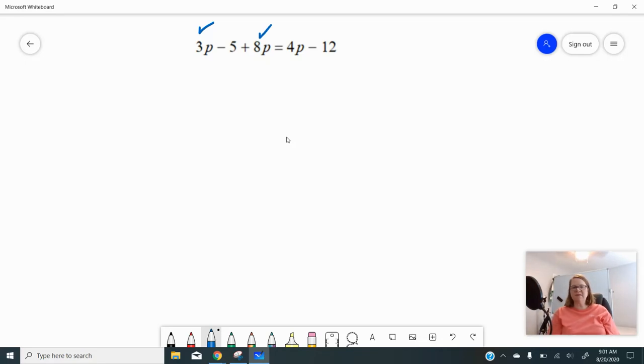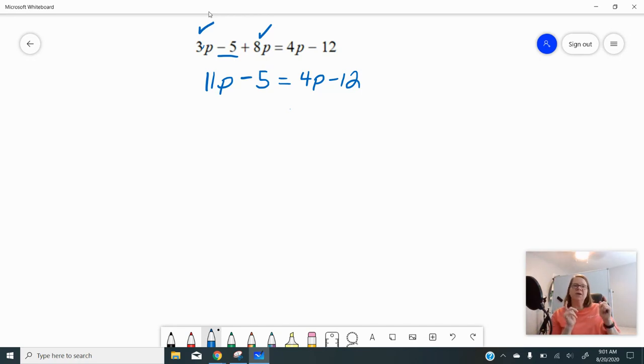We both have these variables that have the letter P, and we are looking to see if we can put them together. So 3 plus 8, that's 11P. And then we have a -5, and there's nothing else over here that can combine with, so I'm just going to bring it down. On the right side, there's a P term and a number term, and so I just bring those both down. There's nothing to combine them with on that side of the equation.